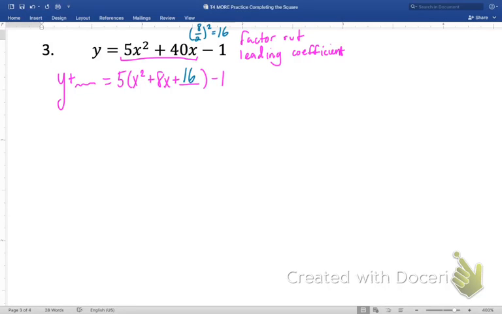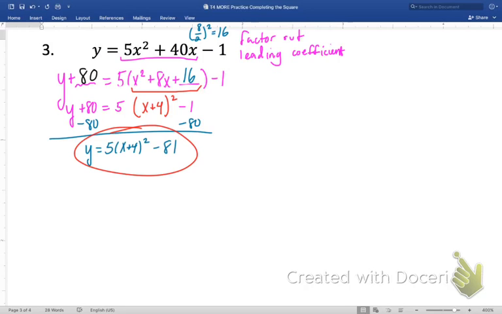Now, since I added a 16 in the parentheses, if I were to distribute a 5 to everything, that would actually give me 80. I added a value of 80 to the right, and that's why I need to add the 80 here, not just the 16. So then that factors to x plus 4 squared. Bring everything else down, subtract the 80 over, and there you have it.